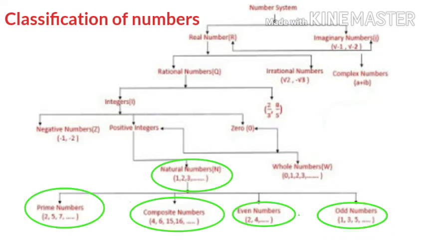Again, natural numbers can be prime numbers like 2, 5, 7, etc. Composite numbers 4, 6, 15, 16, etc. Even numbers which are divisible by 2 like 2, 4, etc. And odd numbers which cannot be divided by 2 like 1, 3, 5, 7, etc. Still there are co-prime and other numbers that we don't need to discuss here. So this is the fundamental of the number system.